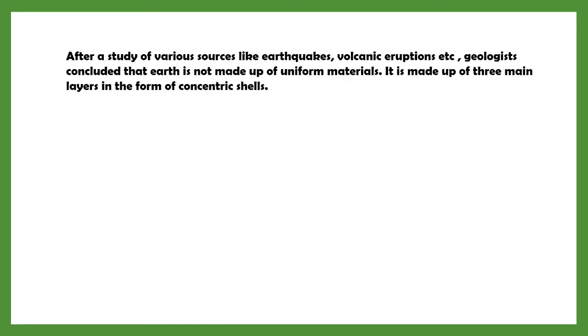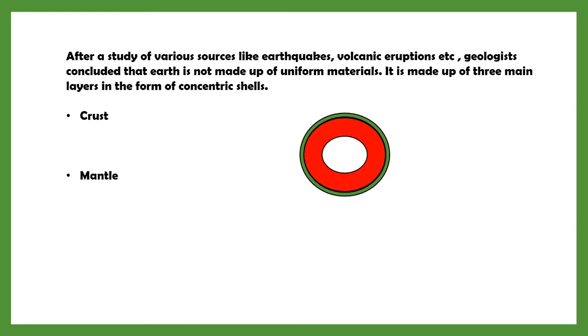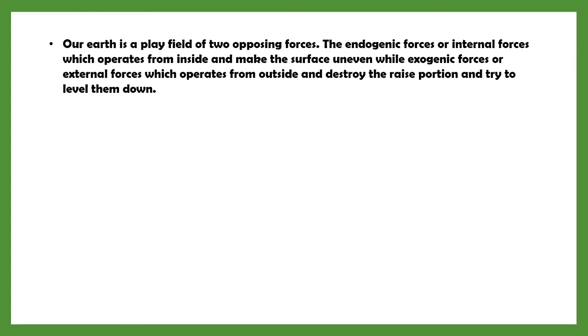After the study of various sources like earthquakes, volcanic eruptions, etc., geologists concluded that Earth is not made up of uniform material. It is made up of three main layers in the form of concentric shells: the crust, mantle, and the core. Our Earth is a playfield of two opposing forces: the endogenic forces or internal forces, which operate from inside the Earth and make the surface uneven, while exogenic forces or external forces operate from outside and destroy the raised portions and try to level them down.